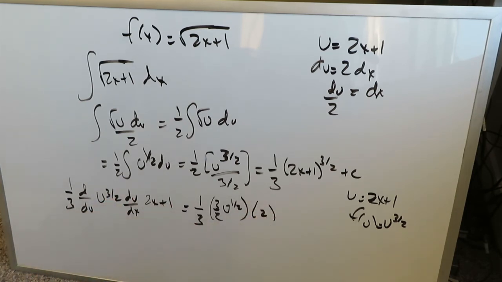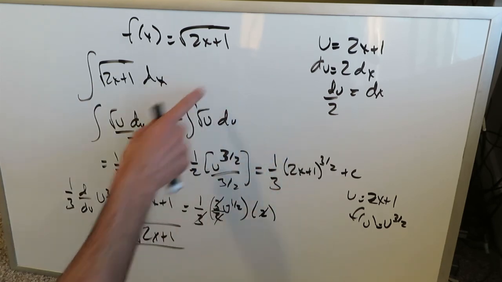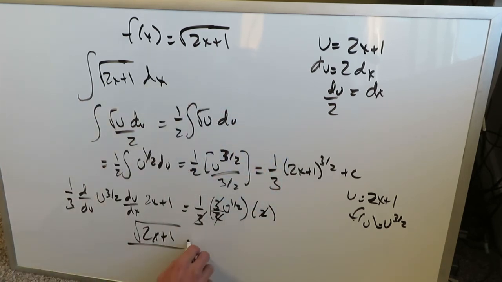Now we have nothing more than the simplification of these fractions. This 2 cancels out with this 2, this 3 cancels out with this 3. This was a 3 over 2 as you remember, and you're just left with u to the power of 1 over 2. But what did u to the power of 1 over 2 represent? 2x plus 1 to the power of 1 over 2. And this right here is our derivative. We've essentially done the derivative of the antiderivative and ended up back with our original function, which represented f of x.